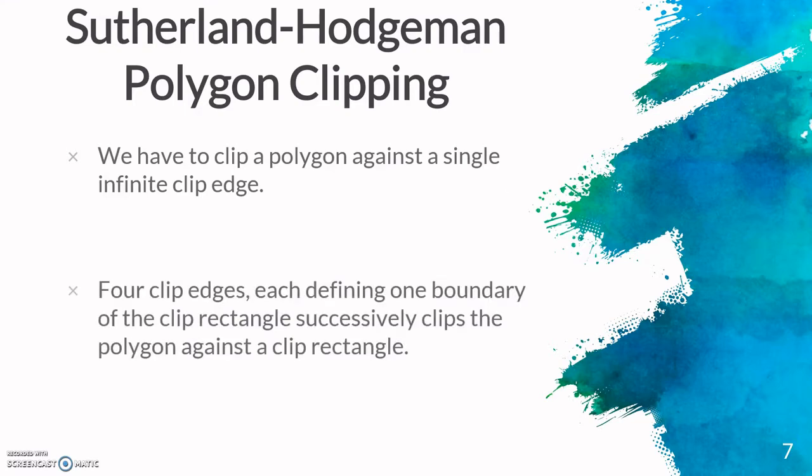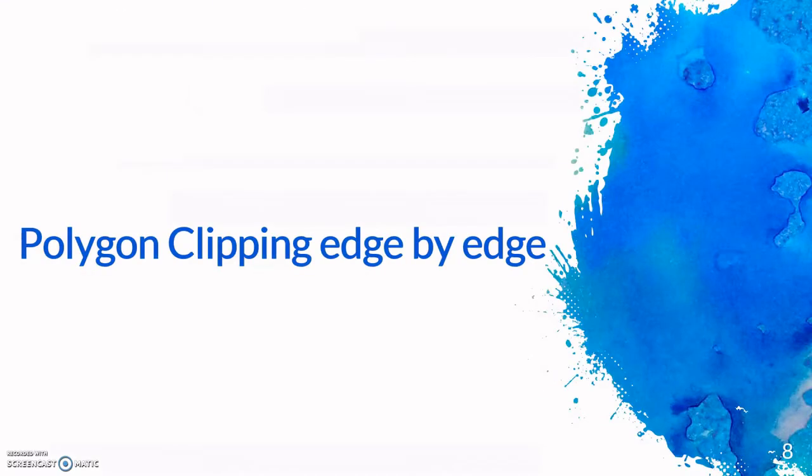So we'll be having 4 clip edges, each defining one boundary of the clip rectangle, successively clipping the polygon against a clip rectangle. Now the polygon clipping algorithm clips against 4 edges in succession, whereas the line clipping algorithm tests the outcomes to see which edges are crossed and clips only when necessary. So let's see how polygon clipping works using the edge by edge strategy.